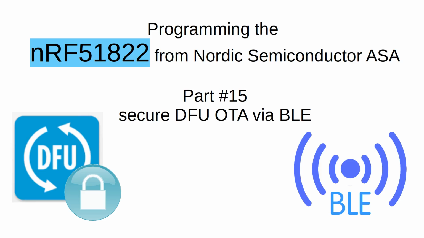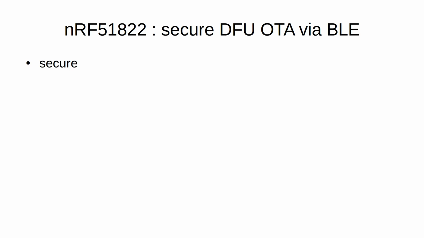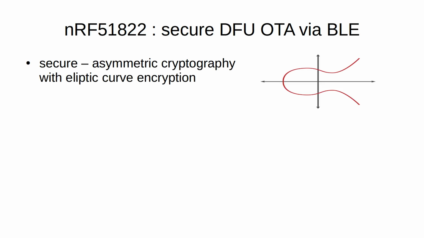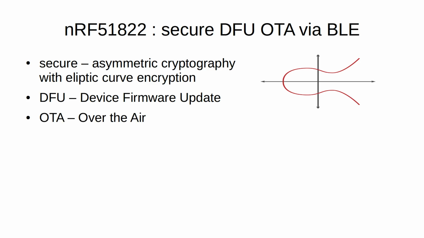Hi, today I want to continue the series about the nRF51822 from Nordic Semiconductor. And today's topic is secure DFU OTA via BLE. Secure because it's using asymmetric cryptography with elliptic curve encryption. DFU stands for Device Firmware Update, OTA, over the air via BLE, via Bluetooth Low Energy.